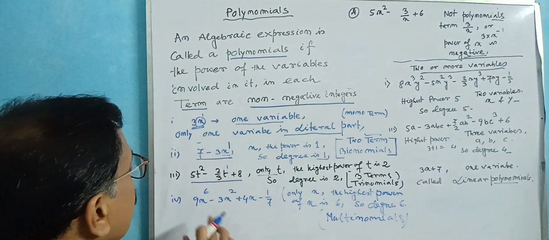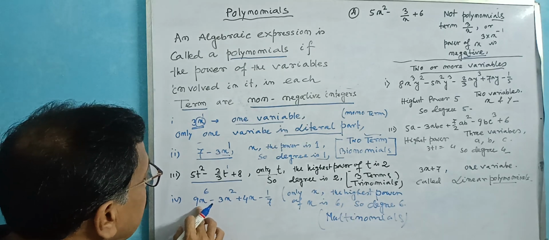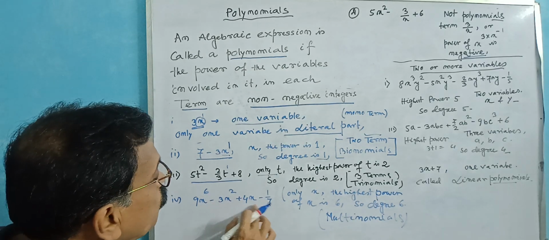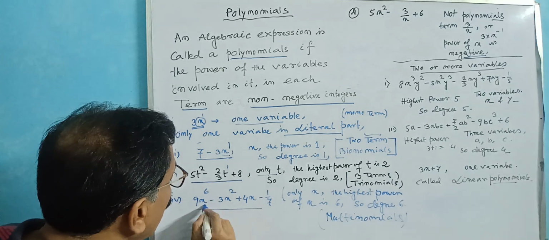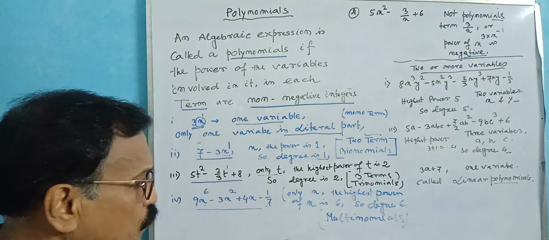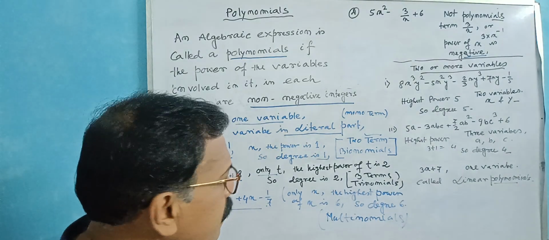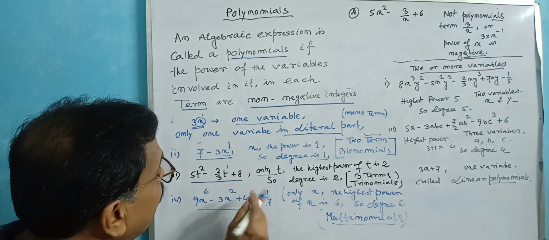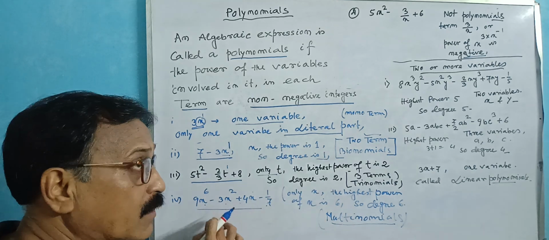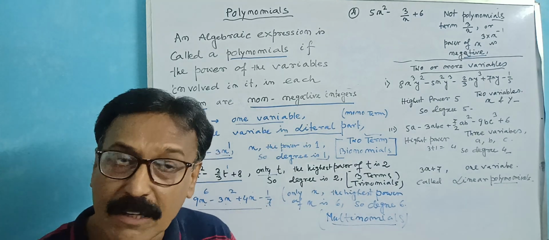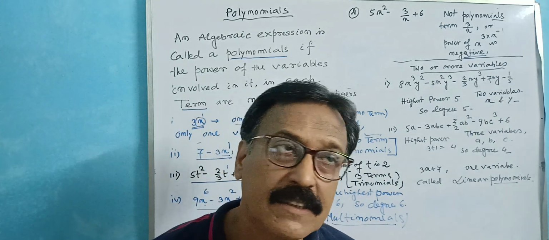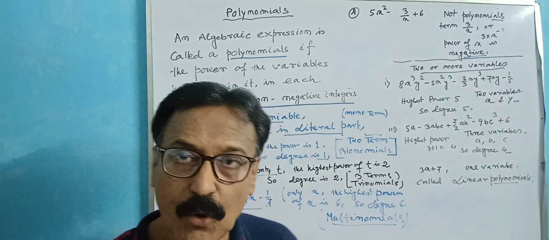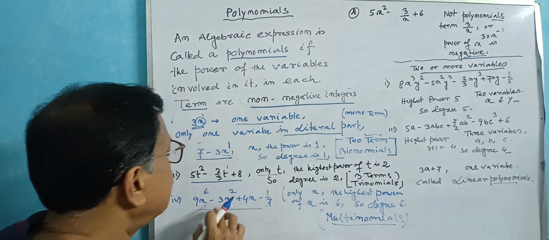Clear. Now here is 9x to the power 6 minus 3x square plus 4x. This is the fourth term: 1, 2, 3, 4. With four terms, this is called a multinomial. And what is the variable? x is the variable, only one. For that reason we say this has one variable, only x.